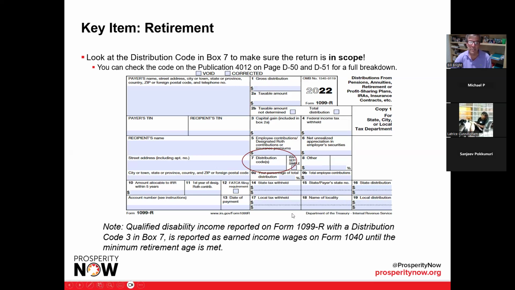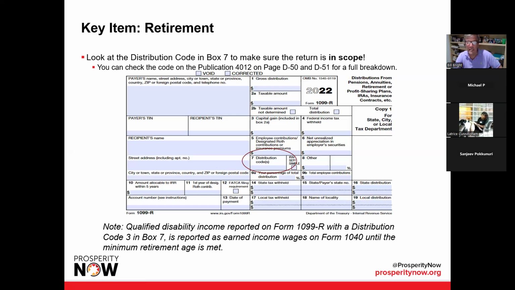The other key distribution code is a 3, which means it's a death, so now it's an inherited IRA or retirement situation, which usually again doesn't impact the tax amount as much. It means it's just still fully taxable. And then code 7 is an ordinary distribution. So you're over 59 and a half, and the only thing you have to worry about is that you pay the regular income tax on it.